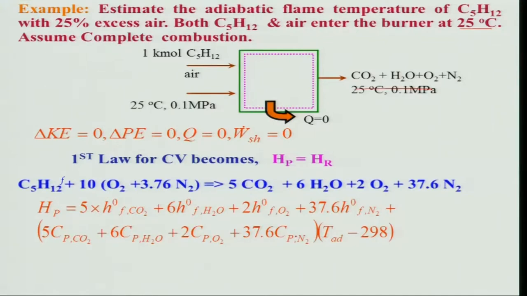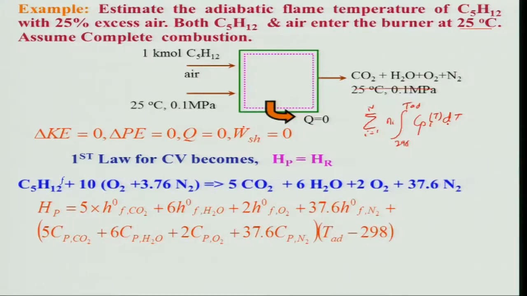Besides this, it has the sensible enthalpy. Here we are saying that Cp remains constant in this example. This is the integral of Cp,i dT, which is a function of temperature, from 298 to T adiabatic, summed over i equals 1 to n. This is the term we are now evaluating. Keep in mind that we are assuming Cp does not change over the temperature range, which is not true, but to make the problem tractable we are assuming it.